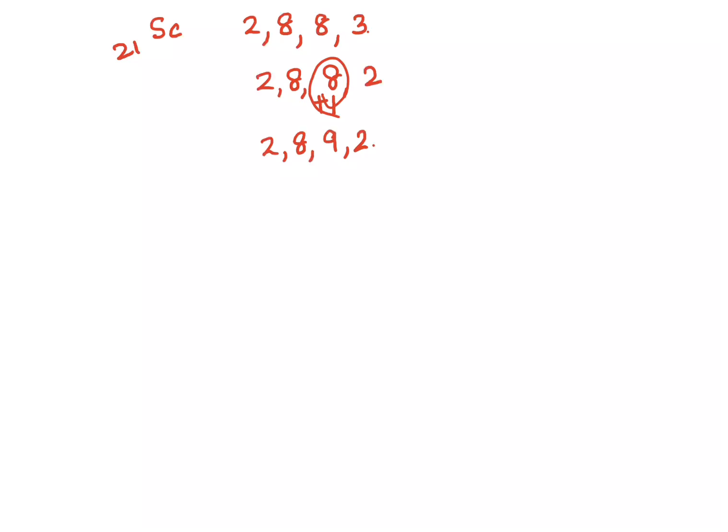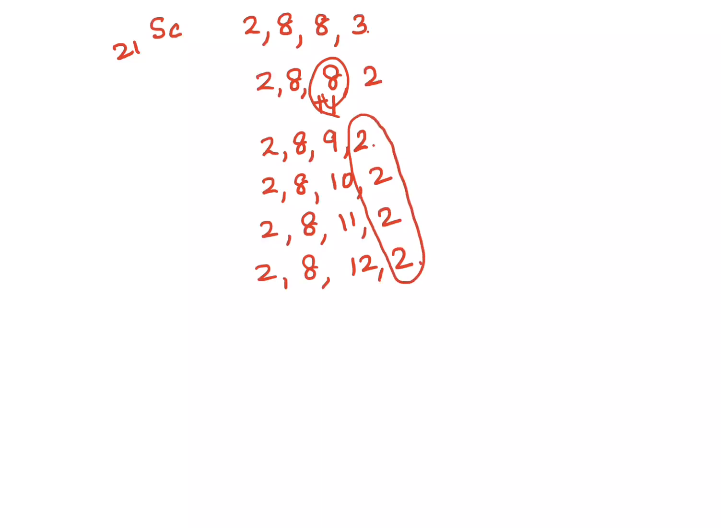So, for the next 10 elements, I'll have the configuration something like this. 2, 8, 11 and 2. 2, 8, 12 and 2. So, what is happening over here is the number of electrons in the valence shell is remaining the same, whereas the number of electrons in what we call the penultimate shell is increasing.